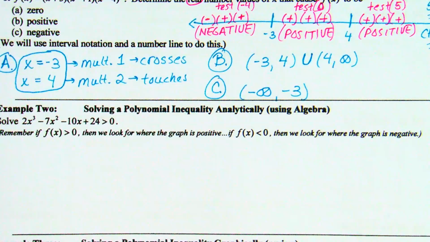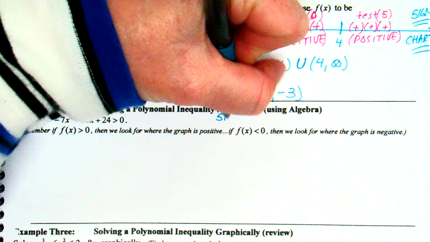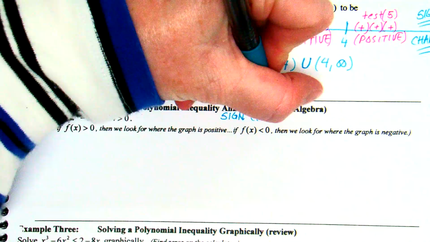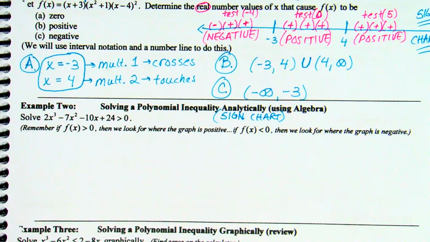Okay. Now, example 2 specifically says solve a polynomial inequality analytically using algebra. Guys, when they're talking about analytically using algebra, that is their way of saying use a sign chart. Whether we get to it today or not, tomorrow will probably be the graphically. But here, 2 through 12, I said use a sign chart. This is what I'm wanting you to do on 2 through 12.